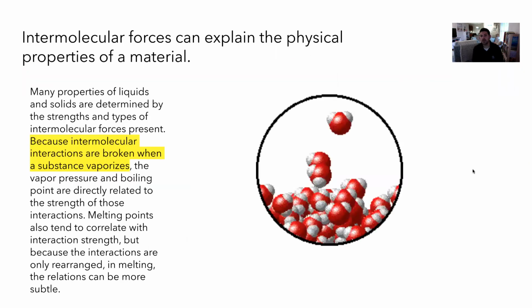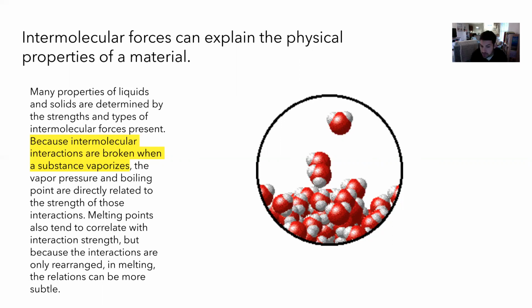So just going through the notes from the College Board, all right, now our intermolecular forces, they can explain the physical properties of a material. This is an important feature of the intermolecular forces, and this is an important feature of Unit 3 in the curriculum. All right, so many properties of liquids and solids are determined by the strengths and types of intermolecular forces present. All right, so that's why we need to know the different types of forces, all right, because intermolecular forces are broken when a substance vaporizes.